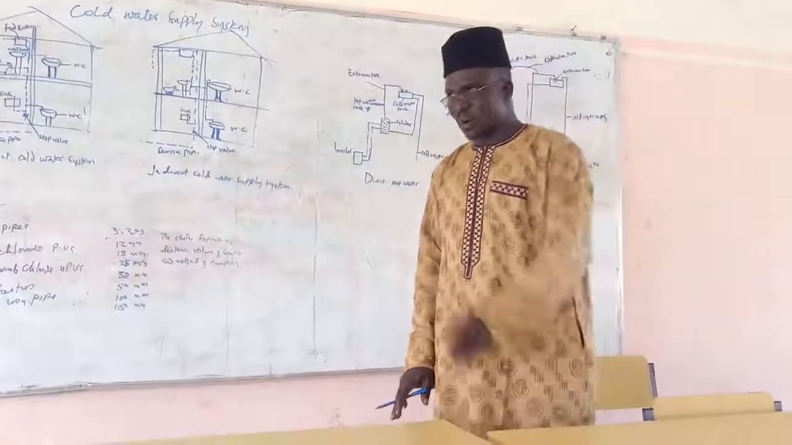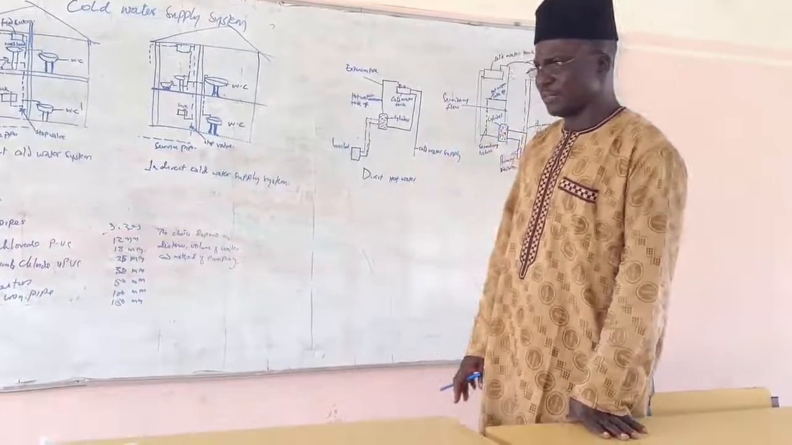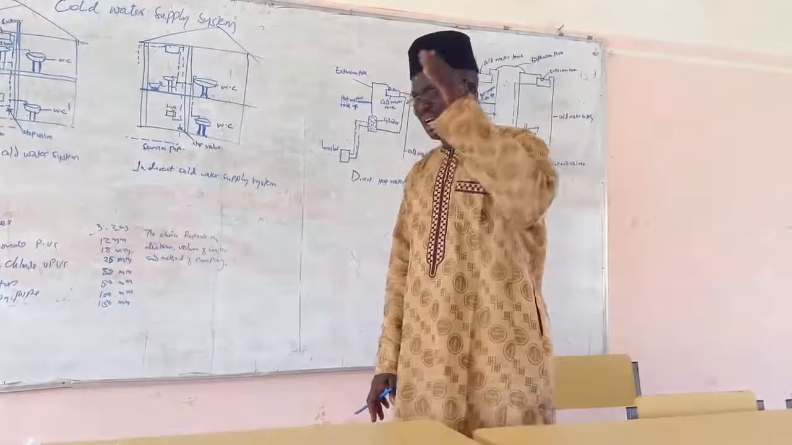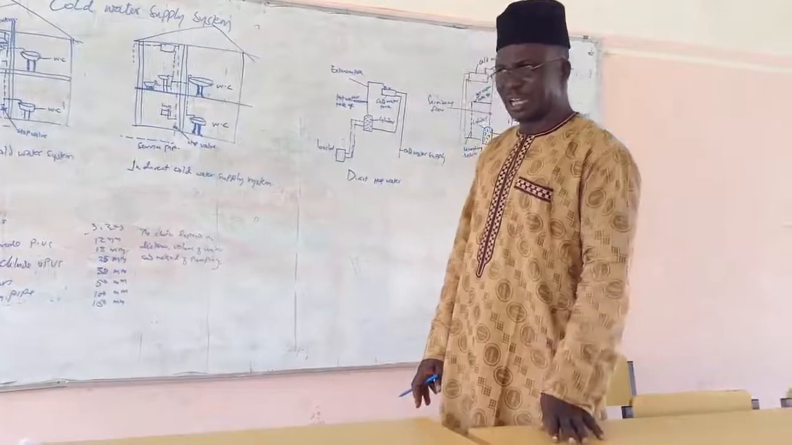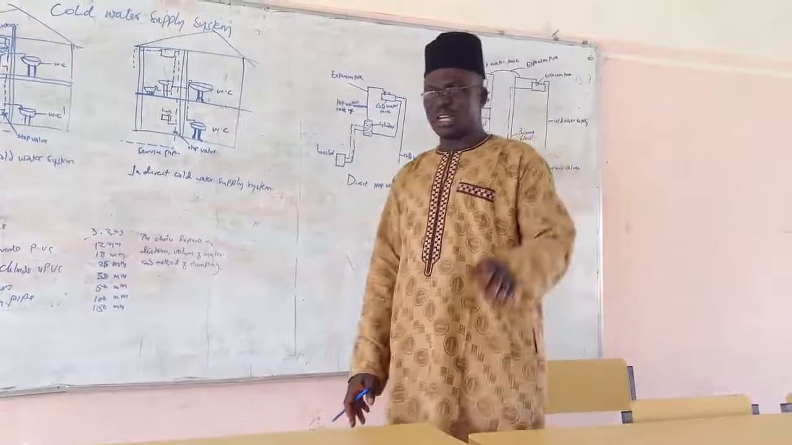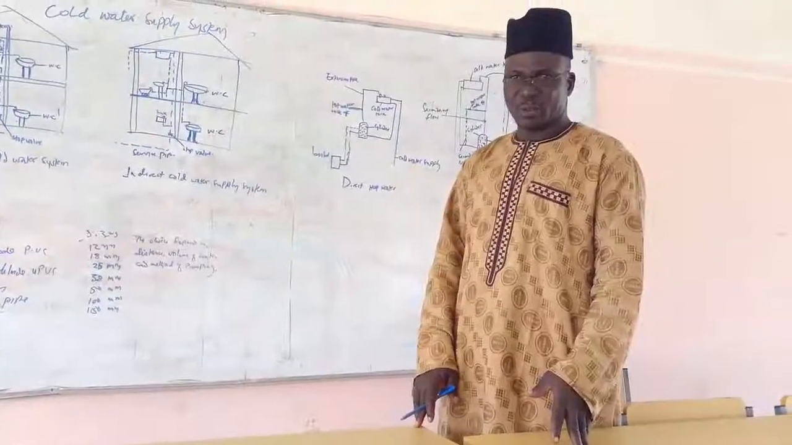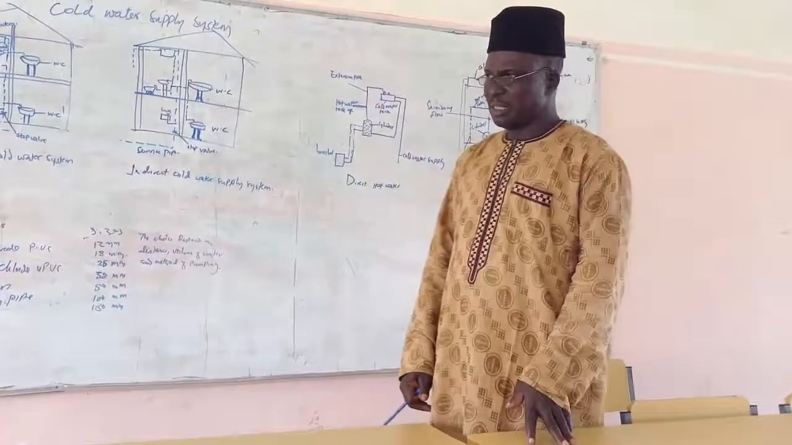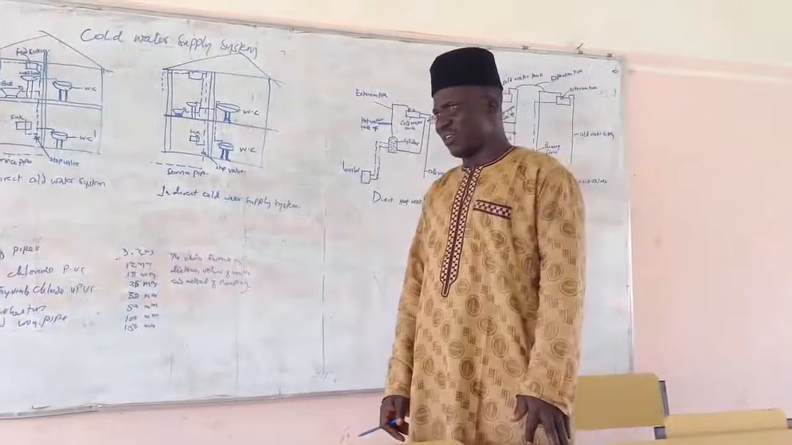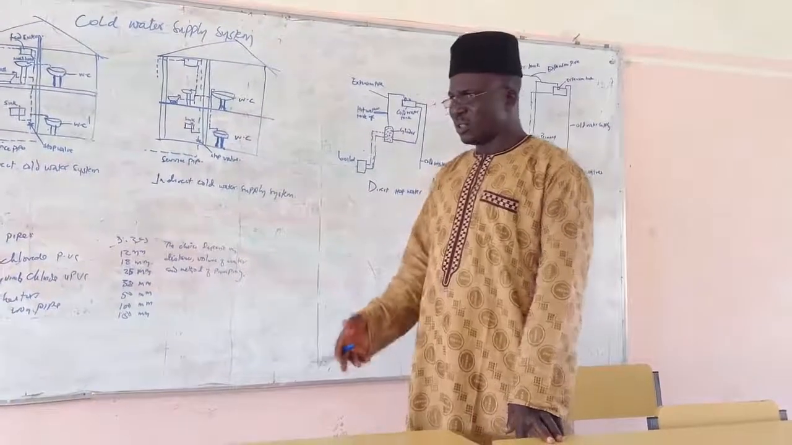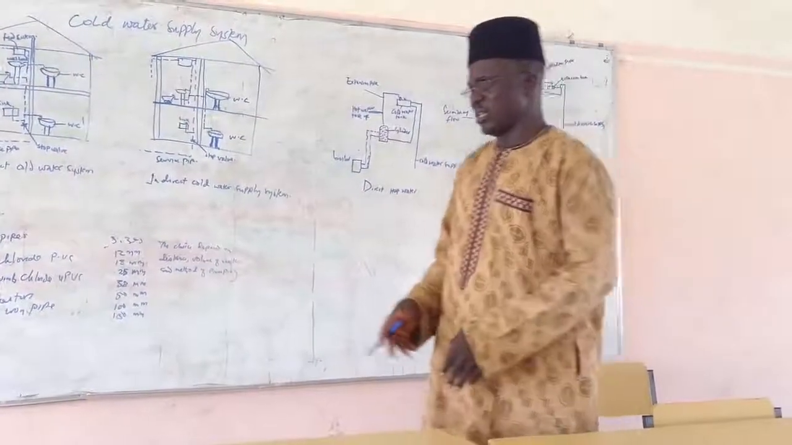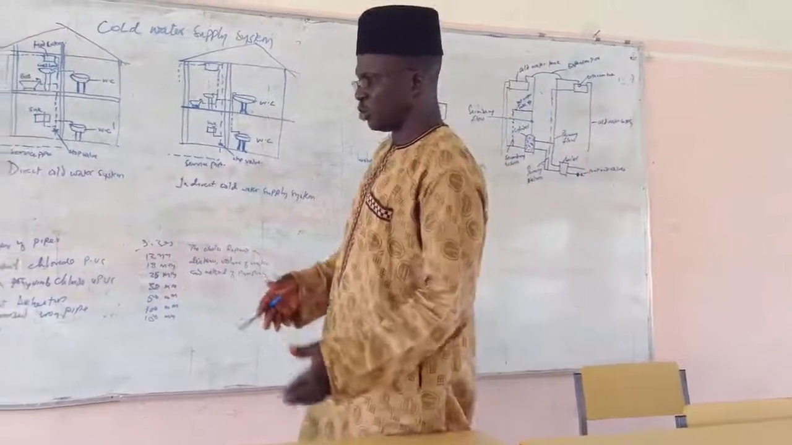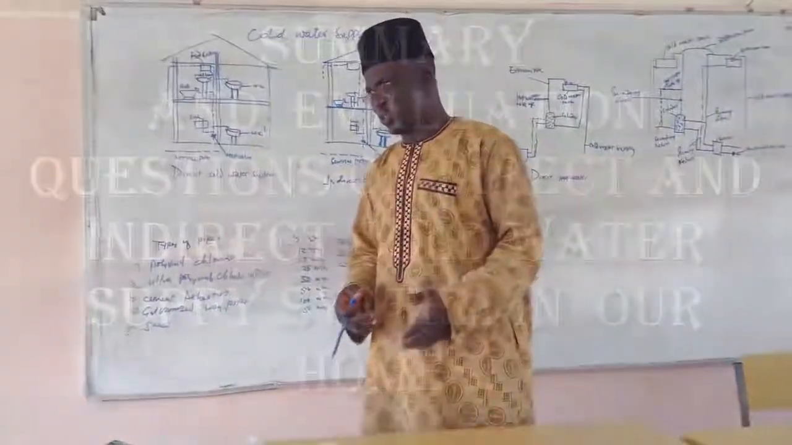Having taught what the source of cold water is and how cold water is directly supplied, and the advantages, we also looked at the disadvantages of a direct supply system. We were able to look at what indirect water supply is, and also look at the advantages and disadvantages. The student, having gone through this lecture very well, should be able to answer the following questions.